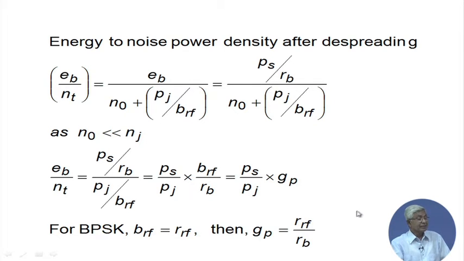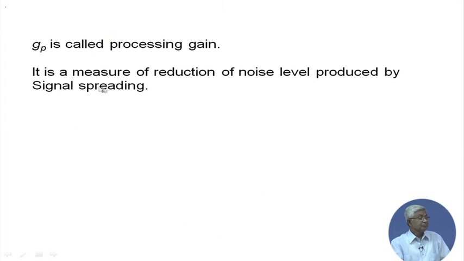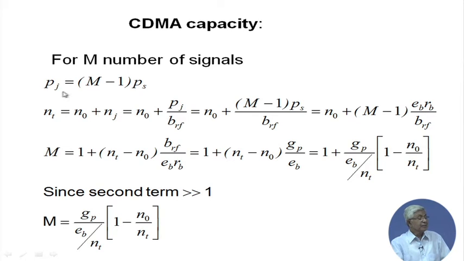Now, let us try to calculate the capacity in CDMA, like we calculated the FDMA capacity and TDMA capacity. GP is called processing gain, a measure of the reduction of the noise level produced by the signal spreading. For the capacity calculation, let PJ be the interfering power, and let us say m stations are there, m signals are there. So the main signal aside, m minus 1 are all interfering, everybody transmitting at PS.